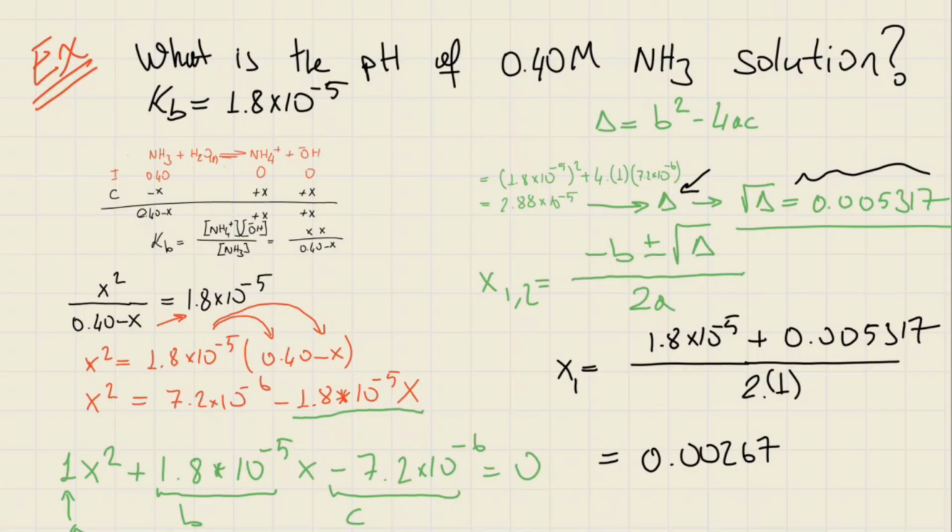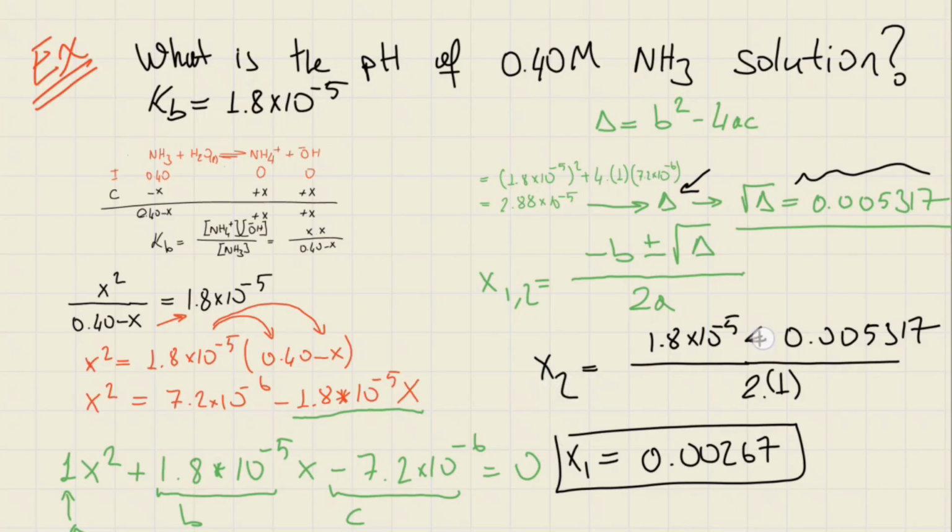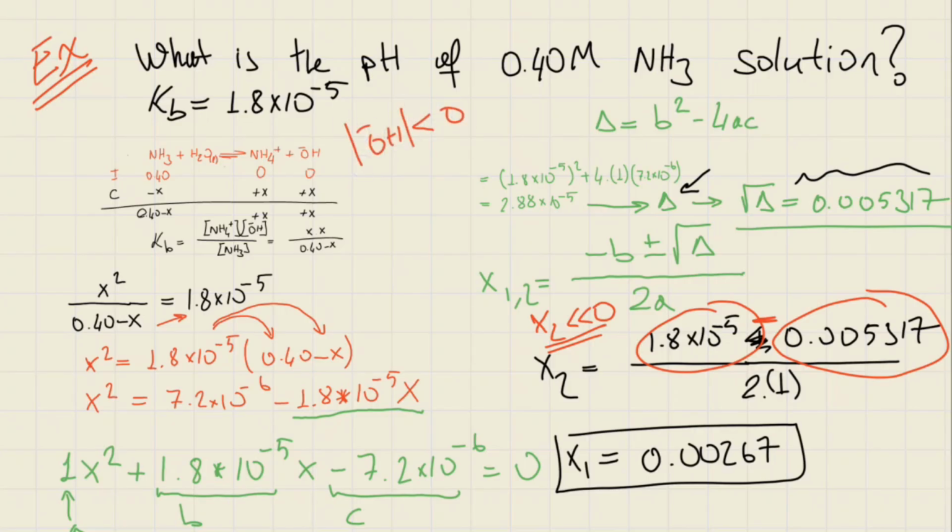What about x2? So this is x1, and in x2 this becomes minus, and this number is bigger than this one, so x2 will definitely be smaller than 0, which is not possible, since if x is smaller than 0, then the OH minus concentration becomes less than 0, and this is not reasonable. So we have only one correct answer, and it is this.